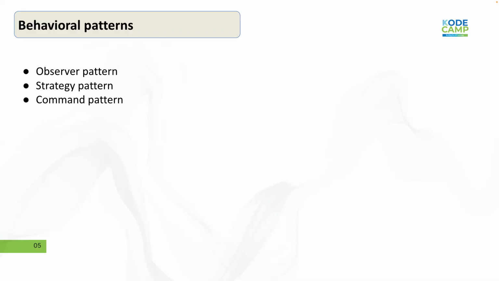Moving on, we have the command pattern under behavioral patterns. The intent of the command pattern is to encapsulate a request as an object, allowing you to parameterize clients with different requests, queue operations, and support undo operations. The problem it intends to solve is that you want to decouple the object that invokes an operation from the object that performs it.